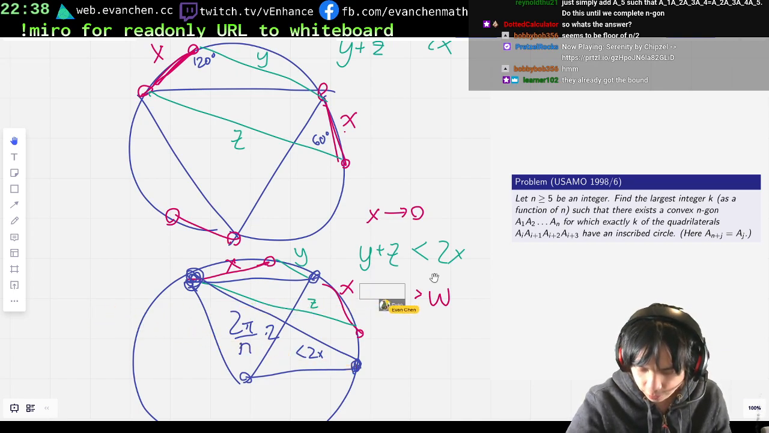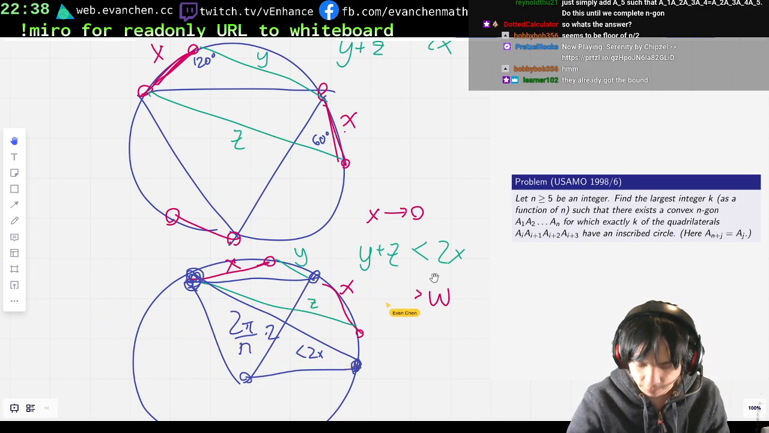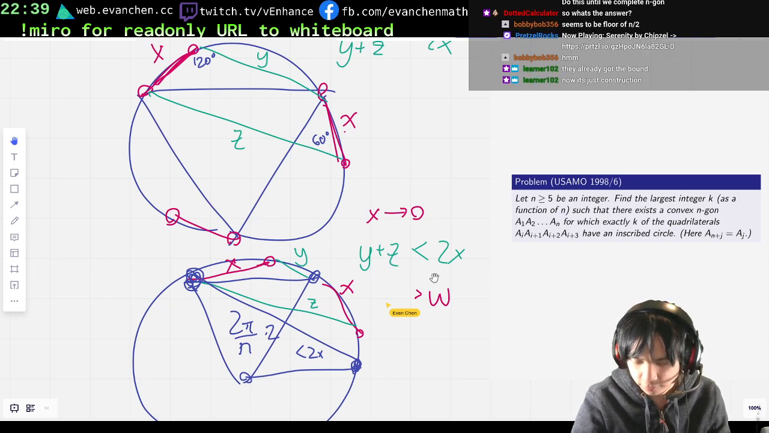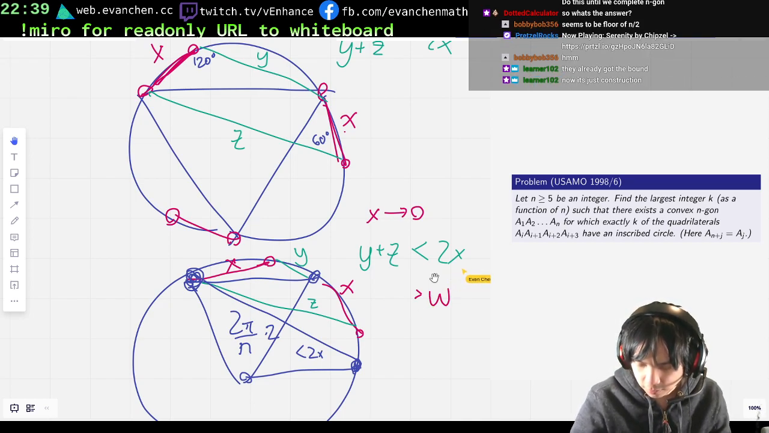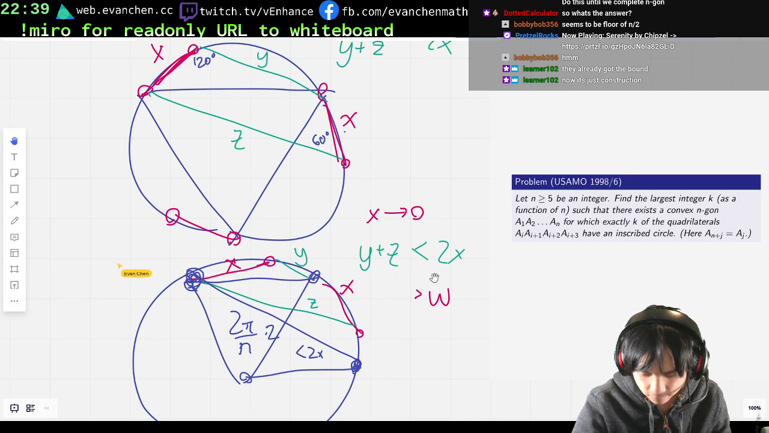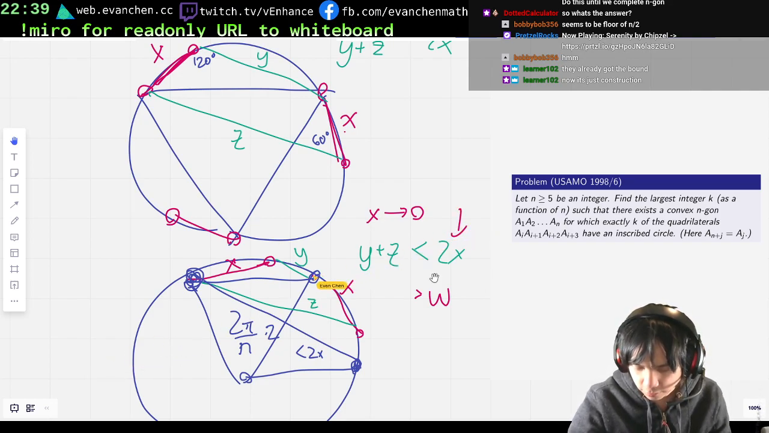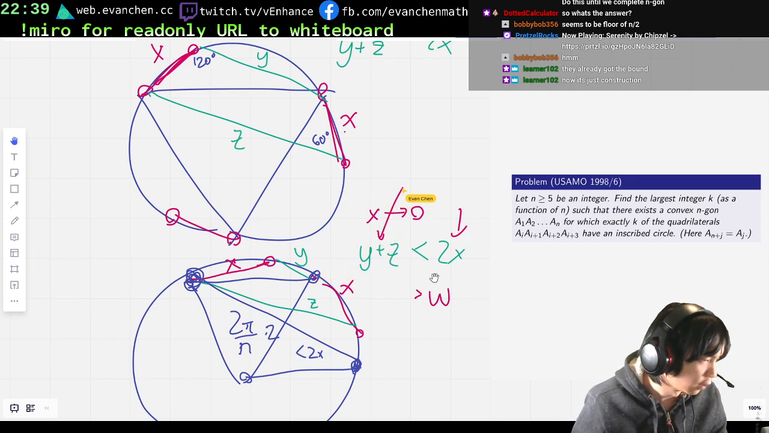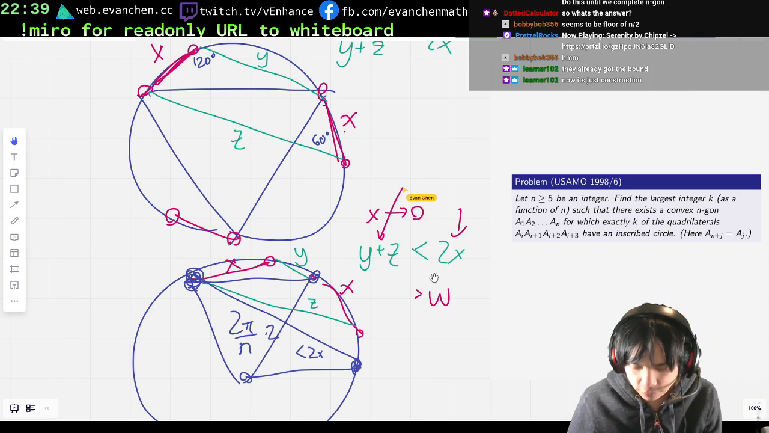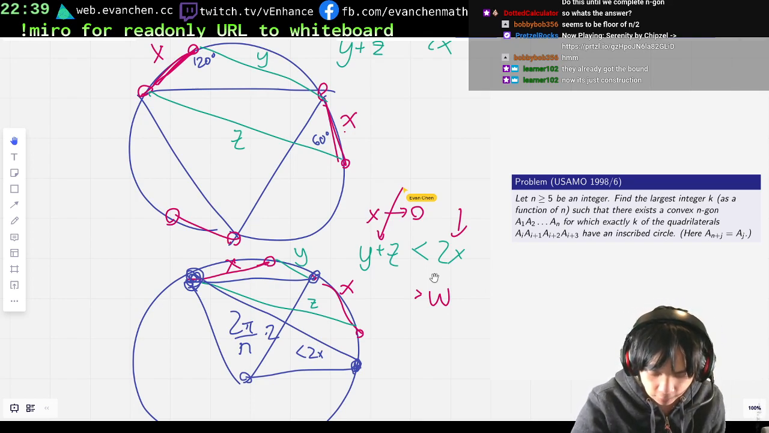you'll get the equality exactly at some point, because if you let x go to 0, this side is clearly larger. If you let x go to 0, this side is smaller. If you let x go all the way to this side, then you get the two blue ones and the long blue one, so this side is clearly larger. Okay, yeah. So that will settle all the even n.